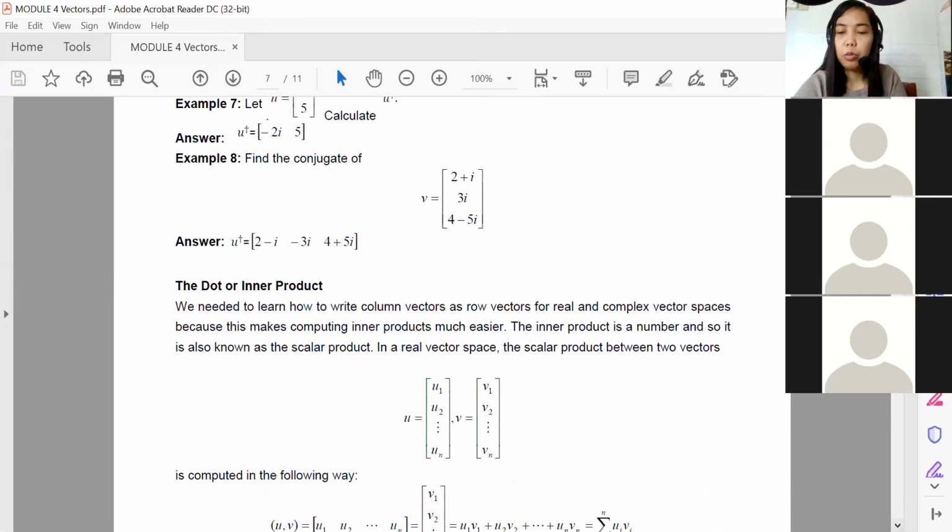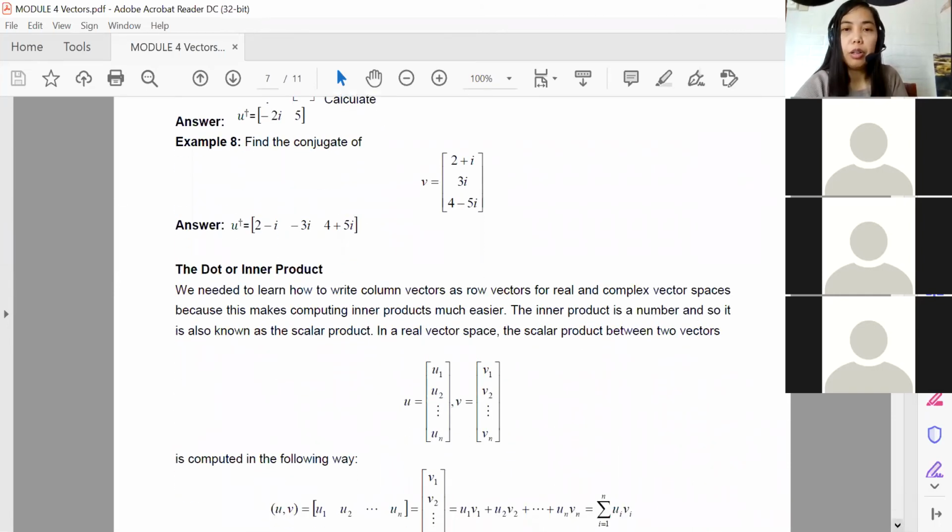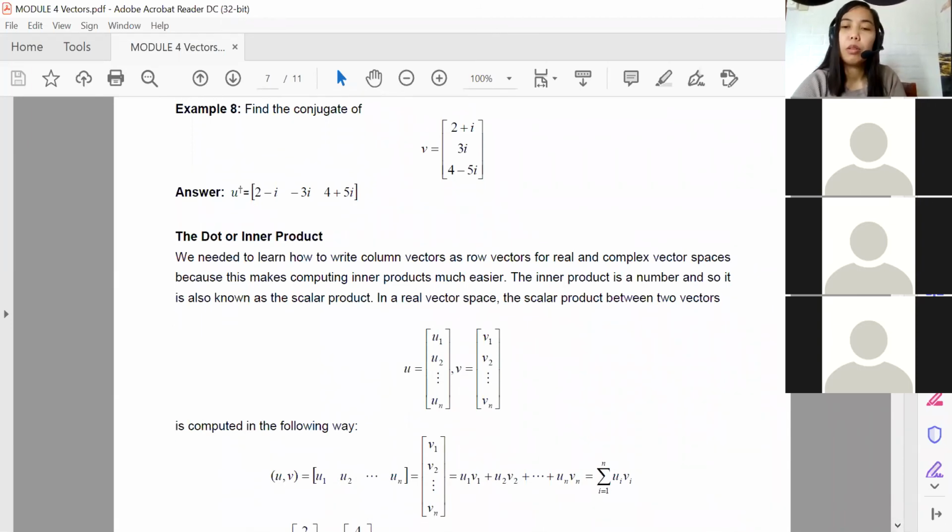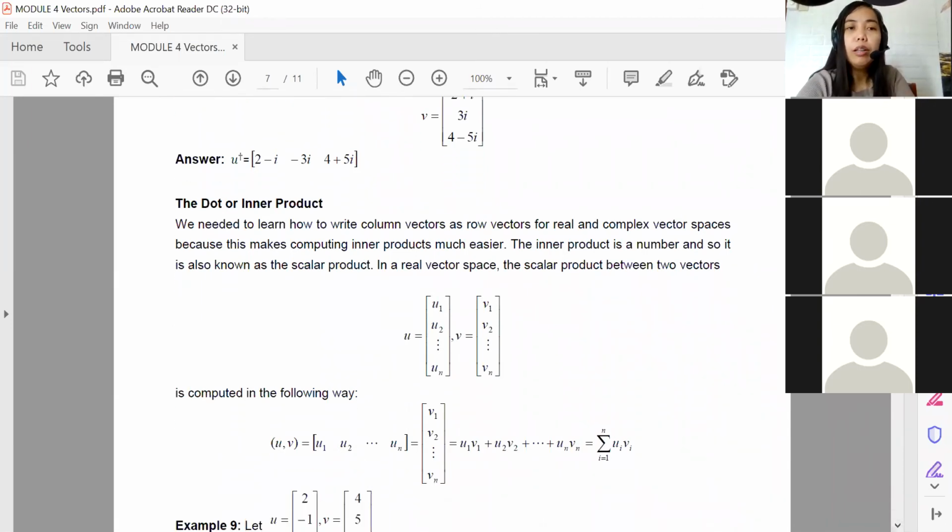We will proceed now to the dot or inner product. We needed to learn how to write column vectors as row vectors for real and complex vector spaces because this makes computing the inner product much easier.